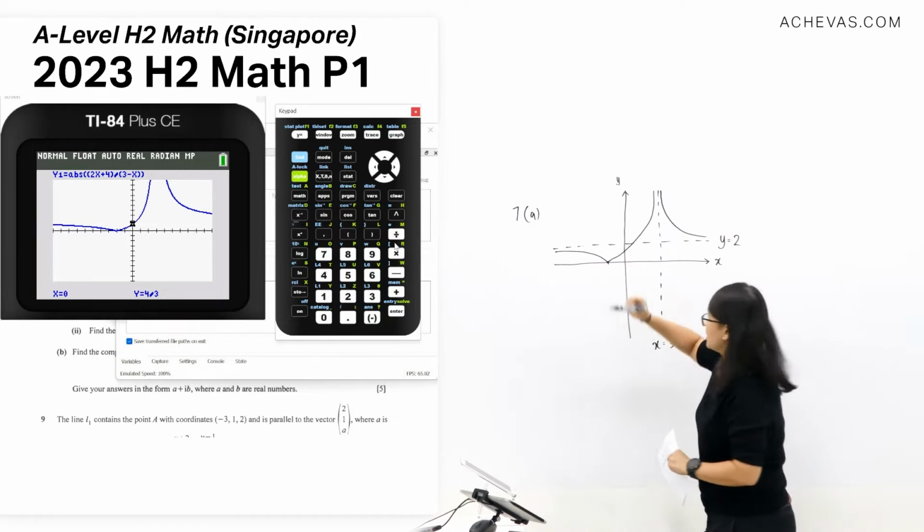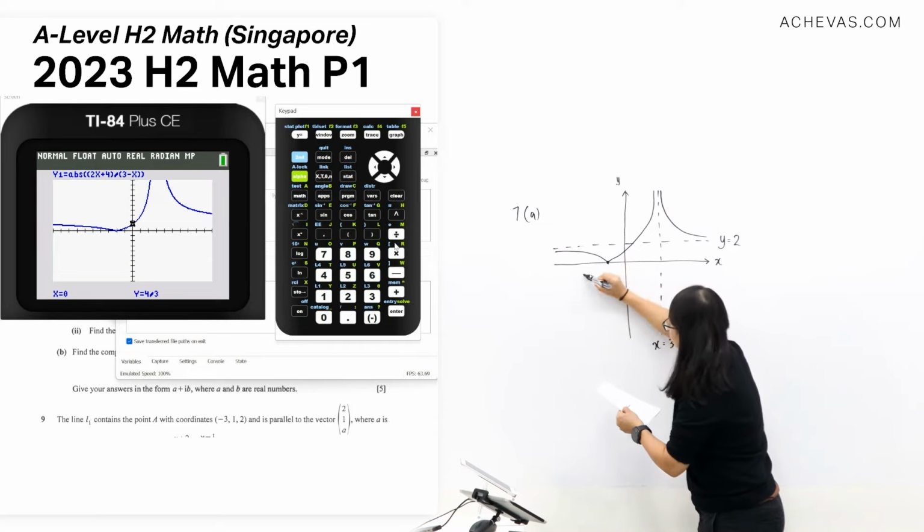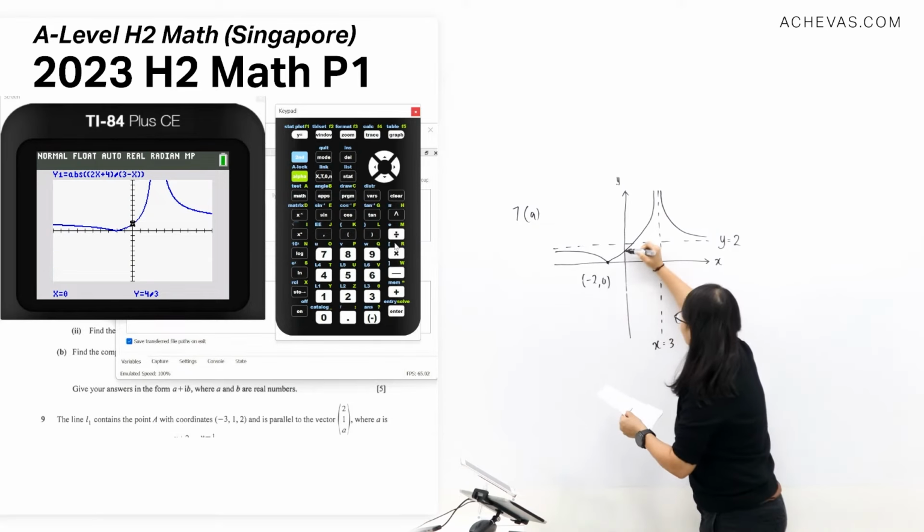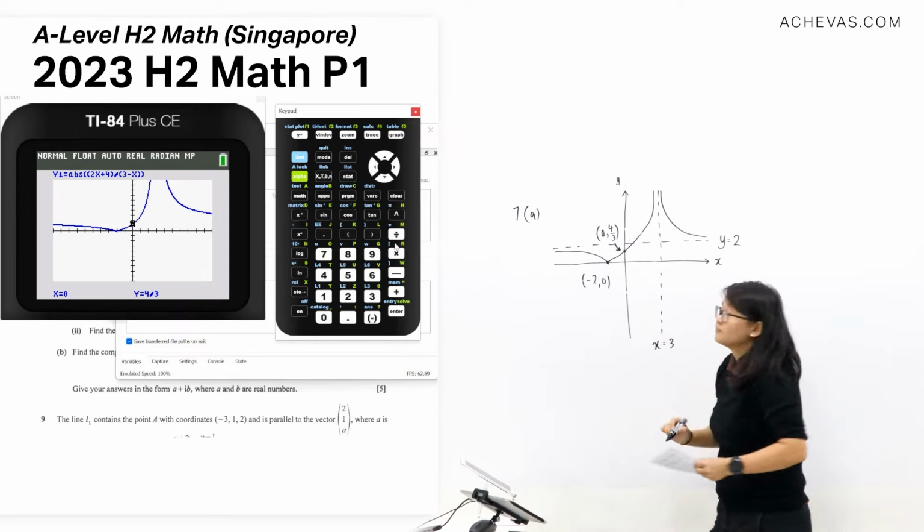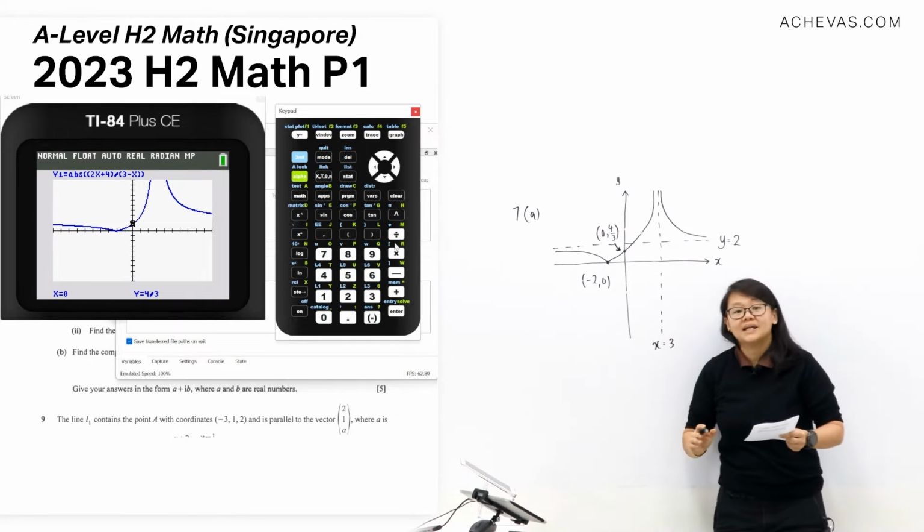And the last thing I'm going to do is to write down these coordinates. And also this one here. That's it for part A.